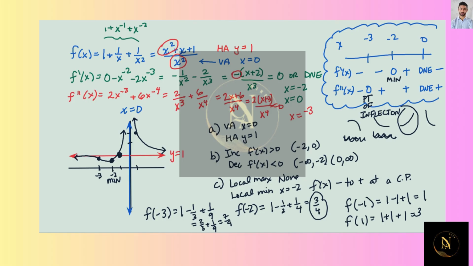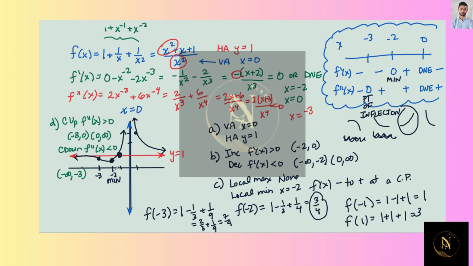Oh, last thing is we had to specify our concave up and concave down. So let's do that over here on the left. Concave up is when f double prime of x is greater than 0. We can look on our chart. That's -3 to 0 and also 0 to infinity. And then concave down is when f double prime of x is less than 0, and so that is negative infinity to -3.